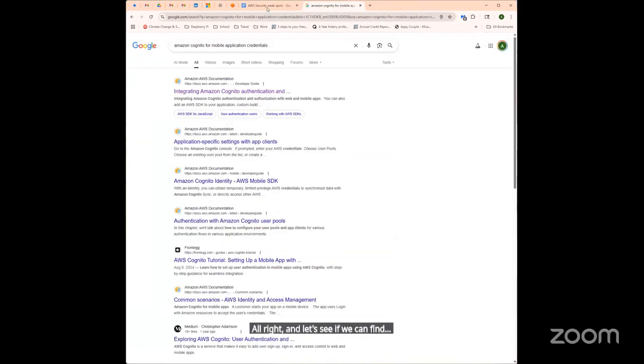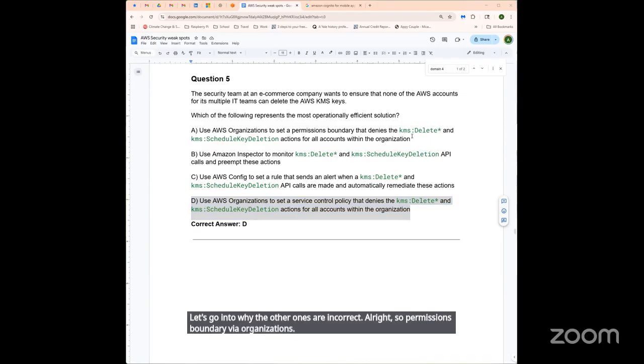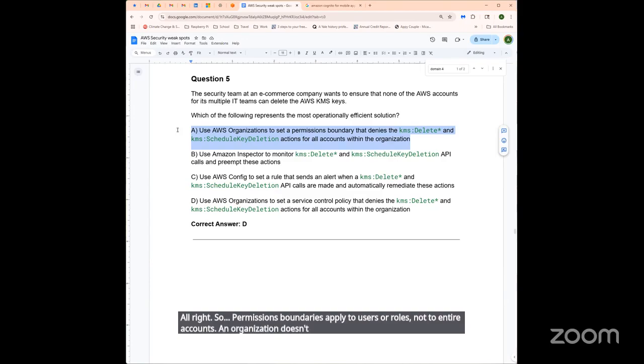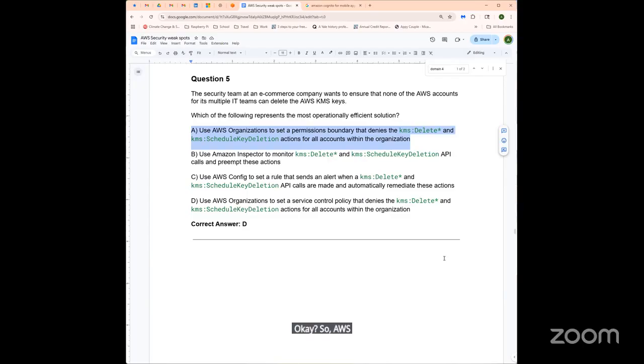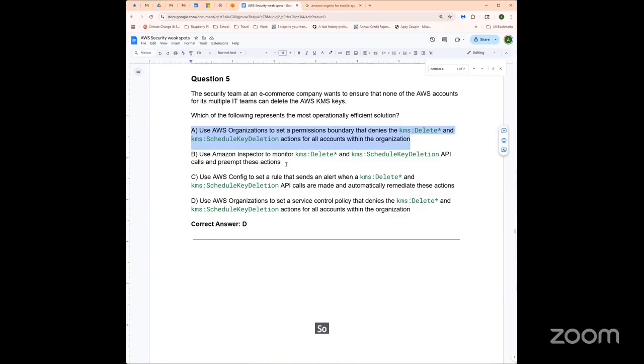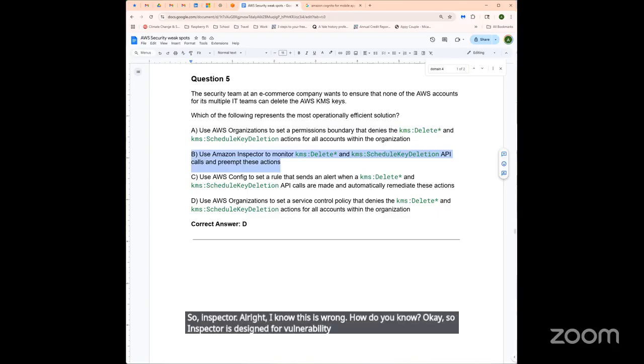Let's go into why the other ones are incorrect. Permissions boundary via Organizations: permissions boundaries apply to users or roles, not to entire accounts. An organization doesn't support setting boundaries centrally. AWS only works with service control policy, not permissions boundaries, and those can deny actions organization-wide. Then Inspector. I know this is wrong. How do you know? Inspector is designed for vulnerability scanning. It can't monitor or block KMS delete operations.